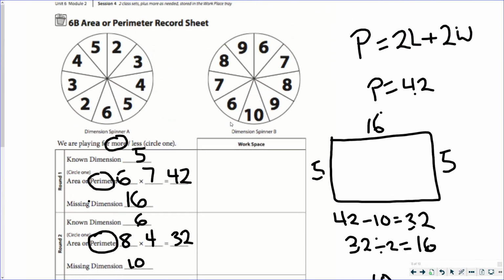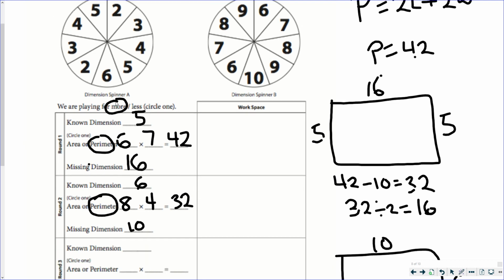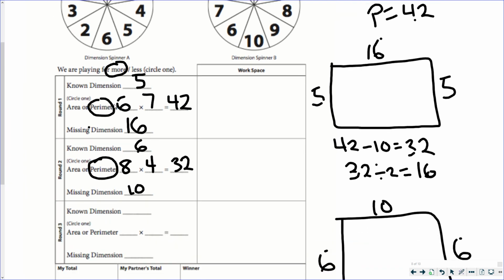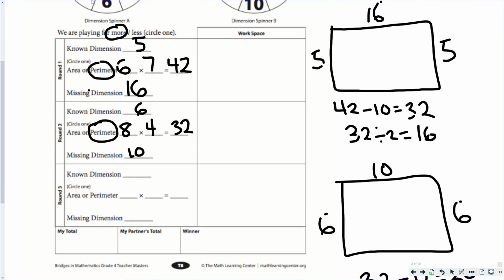So go ahead and play that game with your mom, your dad, big brother, big sister, little brother, little sister, your imaginary friend, your dog, your cat, whoever it is. Have fun with it. If you want to challenge yourself, like I said, you can amend the rules to make it a little bit more challenging along the way. And then remember, whoever you add up the missing dimensions, whoever has more, if you spun more, wins that game. Whoever has less, if you spun less, wins that game.